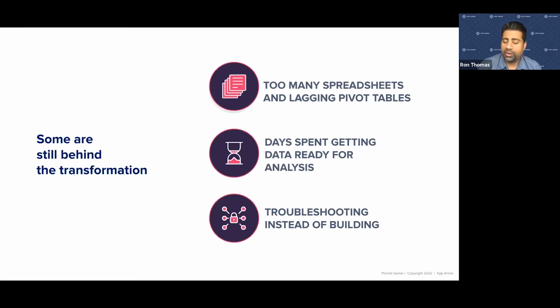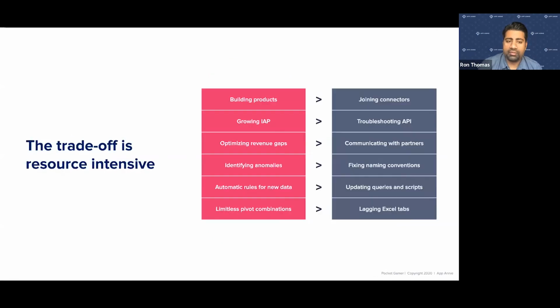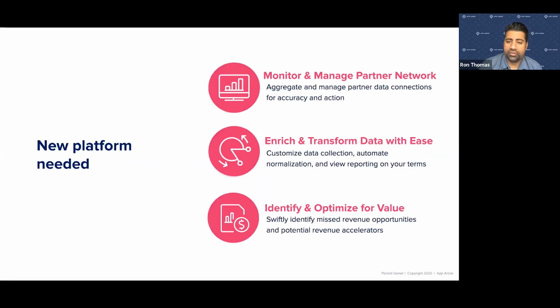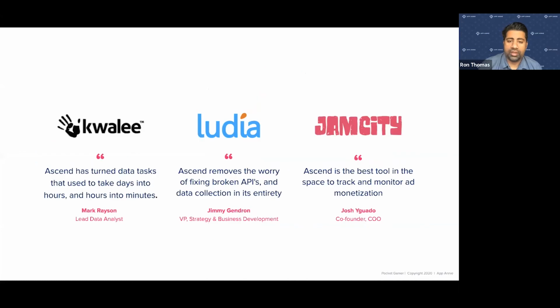And we notice that there are a lot of publishers that are still challenged. There are still too many folks relying on spreadsheets, spending a lot of time troubleshooting, trying to understand what's actually happening. They're sometimes days behind in terms of analysis and don't have the ability to understand what's happening very, very quickly. And so the trade-off is very intensive. Instead of building products, you're joining connectors. Instead of growing revenue, you're troubleshooting APIs. Instead of identifying anomalies, you're cleaning naming conventions. And so I really think a new platform is needed.